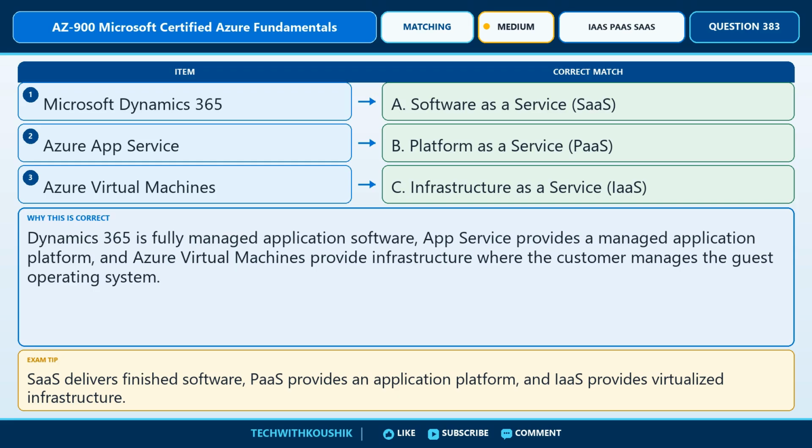Here's why. Dynamics 365 is fully managed application software. App Service provides a managed application platform, and Azure Virtual Machines provide infrastructure where the customer manages the guest operating system. A helpful shortcut is this. SaaS delivers finished software, PaaS provides an application platform, and IaaS provides virtualized infrastructure.